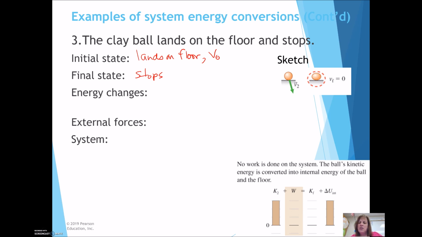Okay, so what energy is changing? Well, it had speed before it stopped, so kinetic energy is definitely changing. If we look at our picture, it's landing on the ground and then stopping on the ground. So that means there's no change in gravitational potential energy. There's no height change.